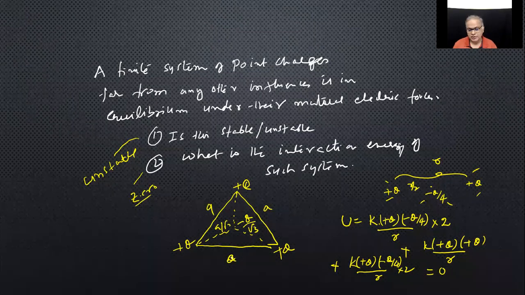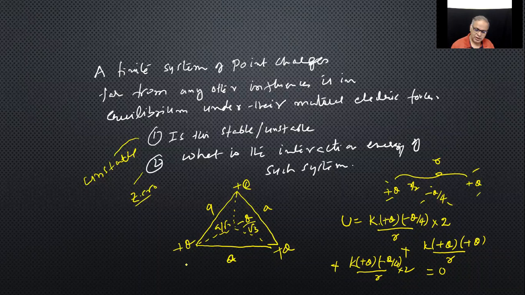So many charges have got 6 pairs, I think we'll get, right? Isn't it 1, 2, 3, 4, 5, 6, right? Yes. So if you write and add them, see if you get 0.